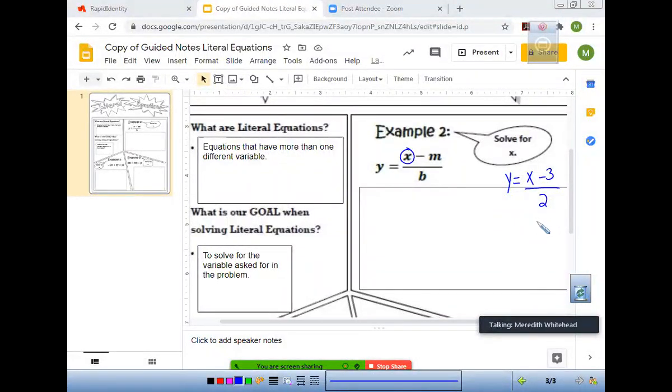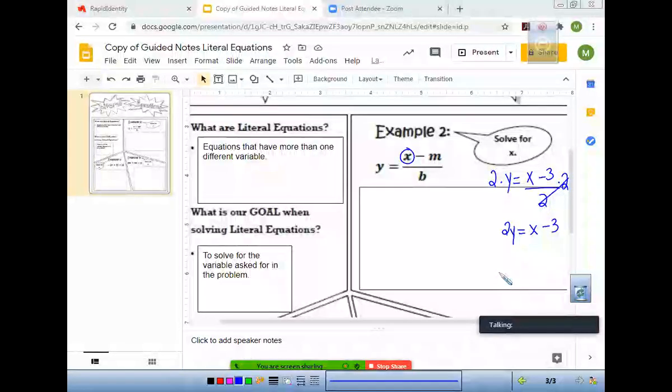This is one of those watch out examples that we did last week. We said, watch out, we don't necessarily add or subtract first. We're going to multiply both sides by 2. So those 2's would cancel, so this would be 2y equals x minus 3.